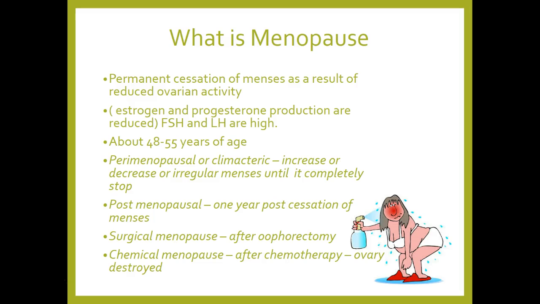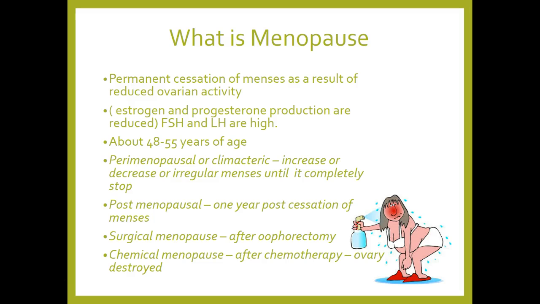These people during this time become perimenopausal or climacteric. There is an increase or a decrease or an irregular menses until it completely stops. So this is a time when the reproductive function gradually decreases and stops. We have a postmenopausal period, which is 1 year post cessation of menses. So that means that you are not postmenopausal until you have not had a period for at least 1 year.